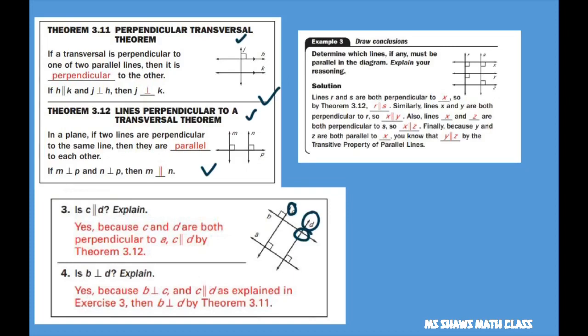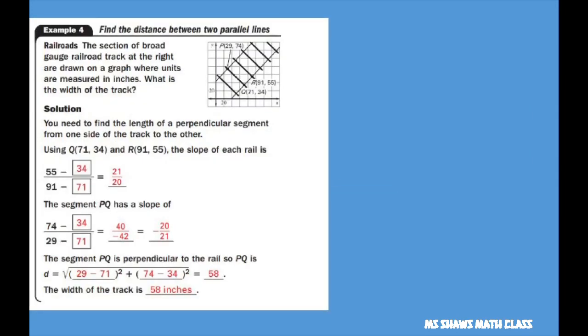So here's a little example where you can draw conclusions. There are three lines, and they're all perpendicular, and so you get a lot of parallel lines. You read that.